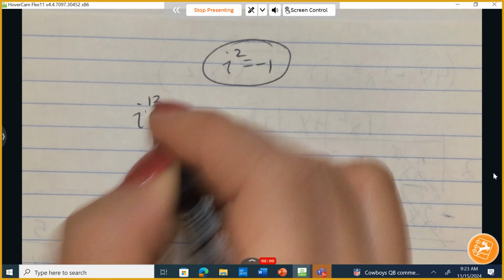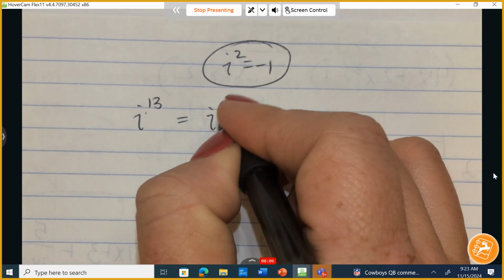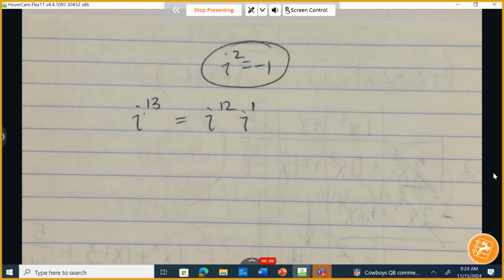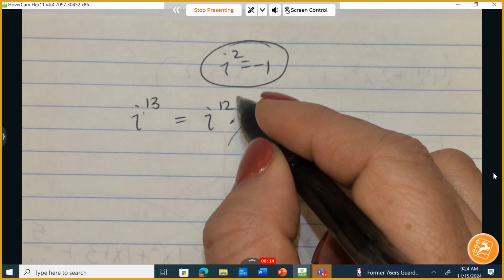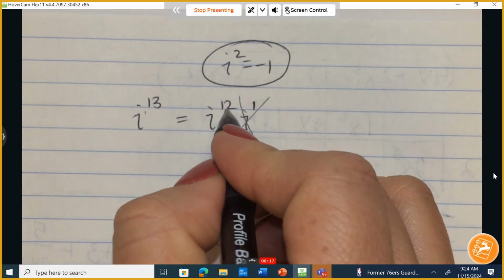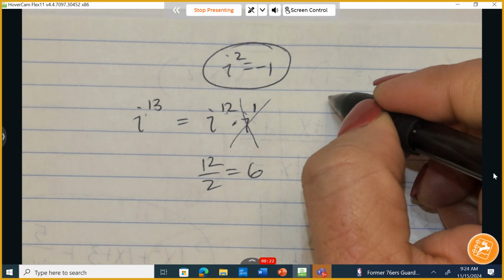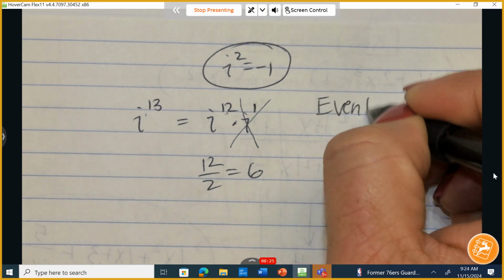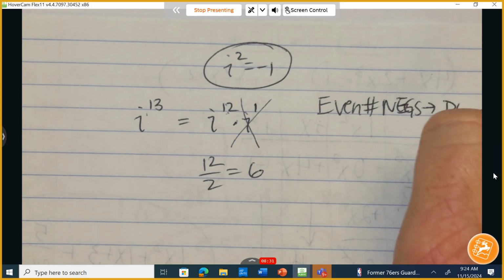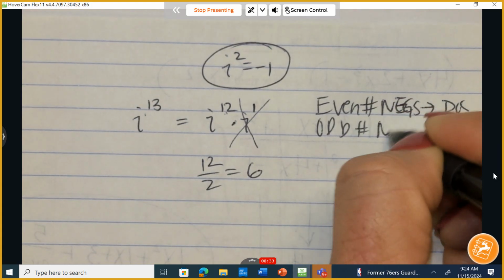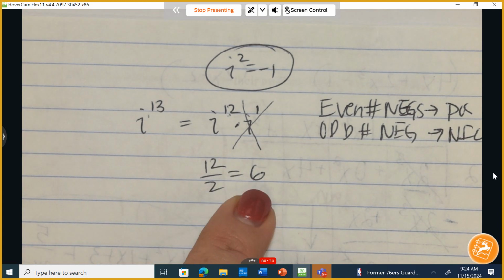When I'm provided with an exponent on the i that's not even, I'm going to rewrite it as 1 less. So I know i to the 13th is the same as i to the 12th times i to the 1st. For now, let's temporarily forget about i to the 1st. I'm going to take the 12, divide it by 2, and I get 6. If you recall, we talked about this the last few days. If you have an even number of negatives, what is your final answer going to be? Positive. If you have an odd number of negatives, what is your final answer going to be? Negative.